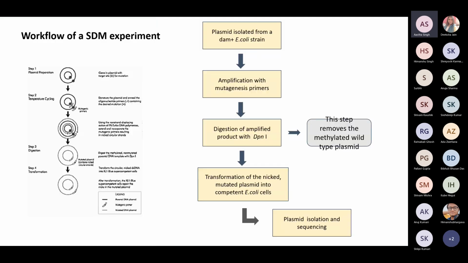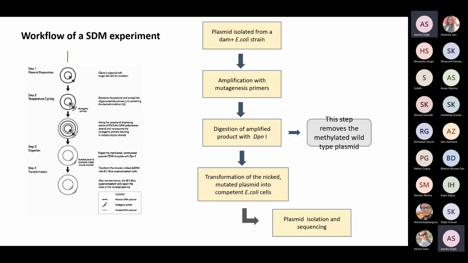So let's move on. Before I move on to the details of the primer designing, I'd like to give you a brief overview of how this particular experiment is performed, the site-directed mutagenesis experiment. This is a PCR-based technique in which two overlapping primers are used. For example, let's look at this image on the left side.